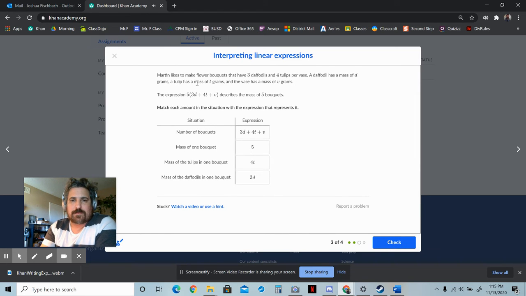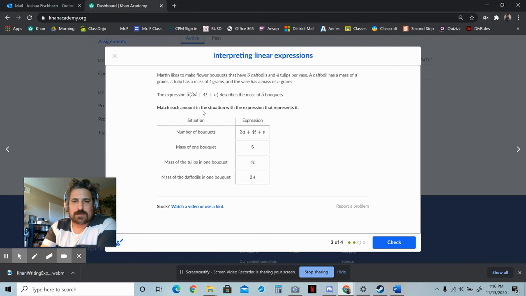Okay, Martin likes to make flower bouquets that have 3 daffodils and 4 tulips per vase. The daffodil has a mass of D grams, the tulip has a mass of T grams, and the vase has a mass of V grams. The expression 5 times the quantity of 3D plus 4T plus V describes the mass of 5 bouquets. So 5 is the number of bouquets. The weight of each bouquet is that expression right there that you see there, 3D plus 4T plus V, because it's 3 daffodils, 4 tulips, and then the vase itself. Okay?